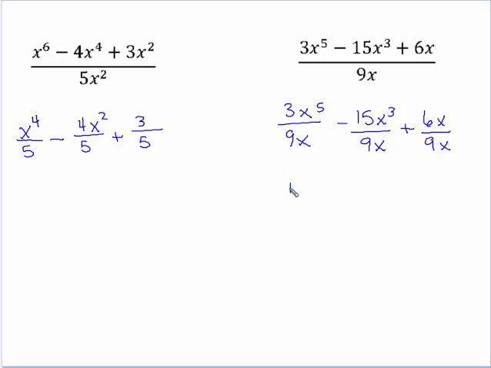3 over 9 is 1 over 3. We can leave that 1 off, so I'll just make it over 3. 5 minus 1 is 4. 15 and 9 both divide by 3, so I get 5 and 3. 3 minus 1 is 2. And 6 and 9 both divide by 3, so I get 2 and 3, and the x's cancel.